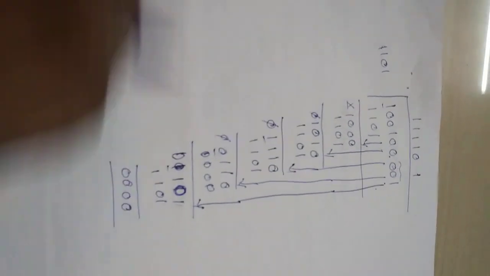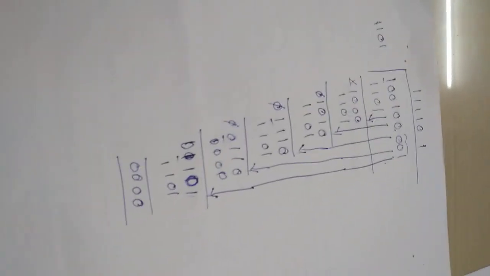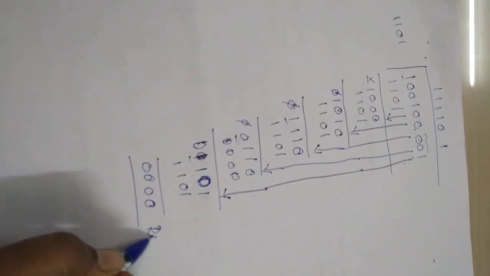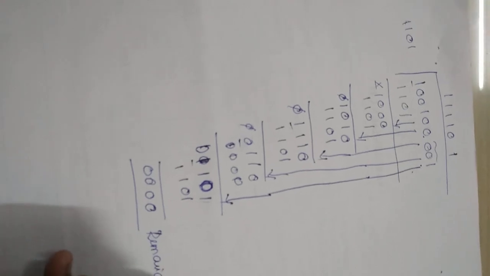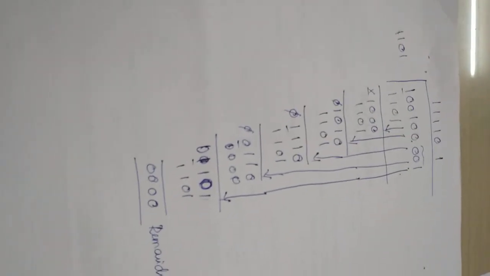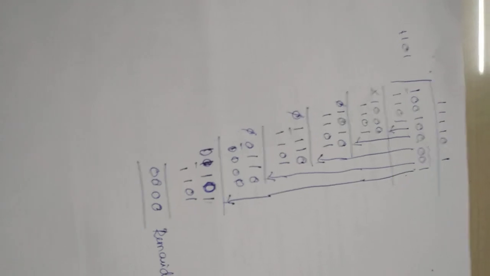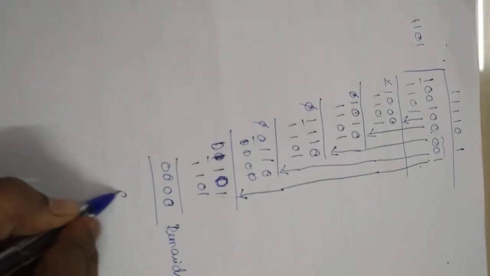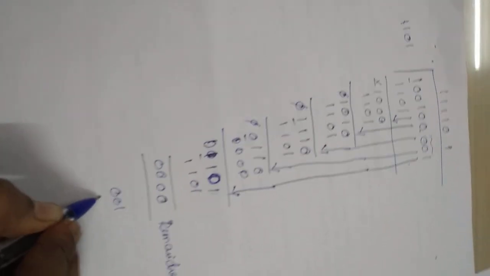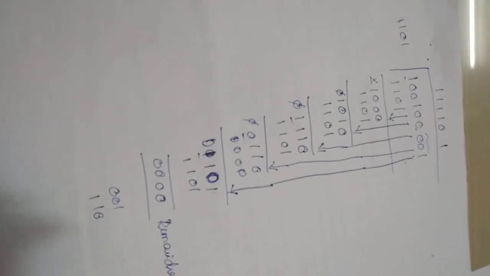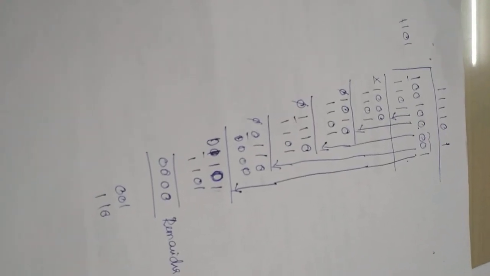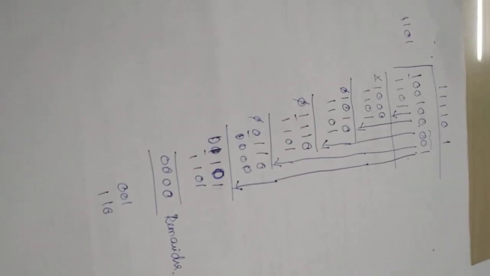So here the receiver got all zeros in the remainder. That means the receiver accepts the data that was sent. If we get non-zero values like 0 0 1 0 or 1 1 0, if we get non-zero values, there is an error in the transmission. Thank you.